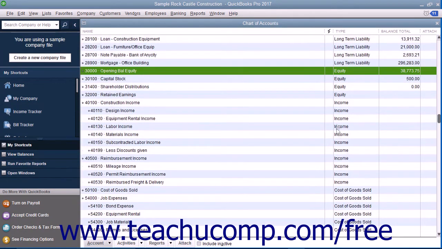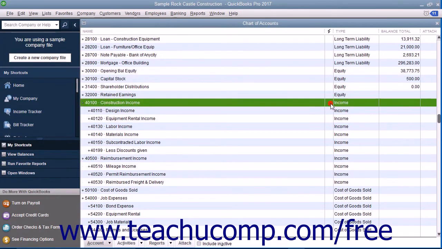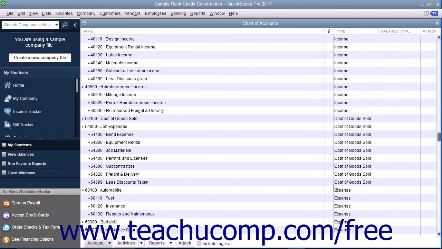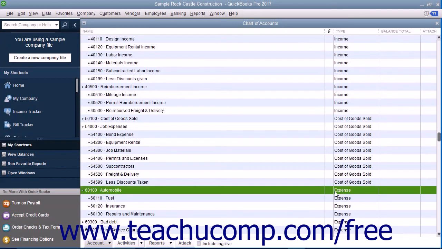Following your balance sheet accounts, you then have your profit and loss statement accounts, or the income statement accounts. First, you have your income accounts, and income accounts are used to track the income generated by your company. You also have expense accounts. Expense accounts are used to track where your company's money was spent.